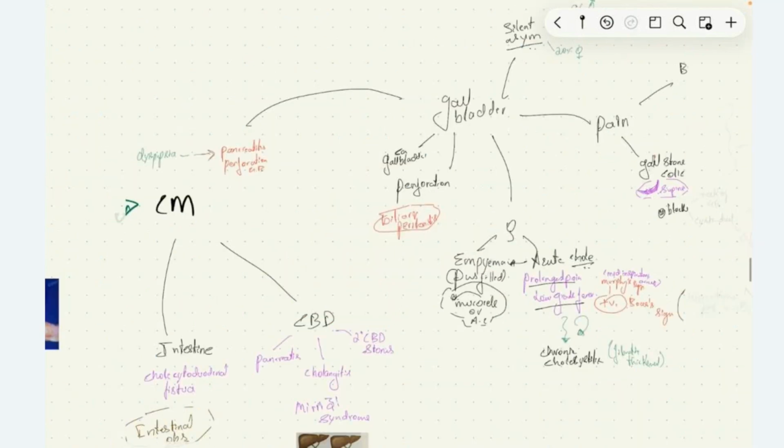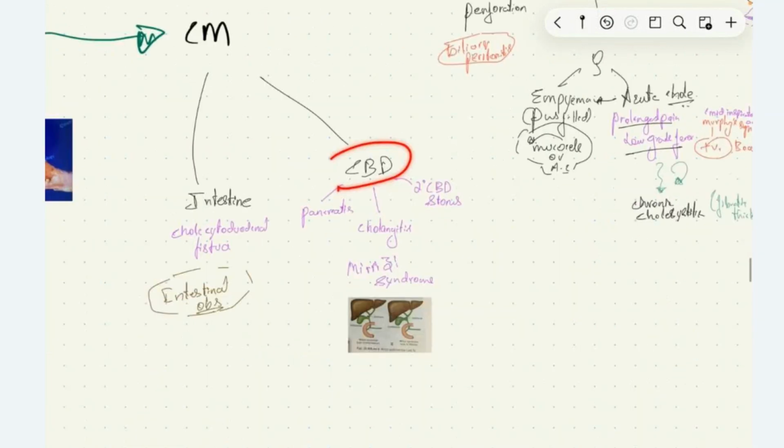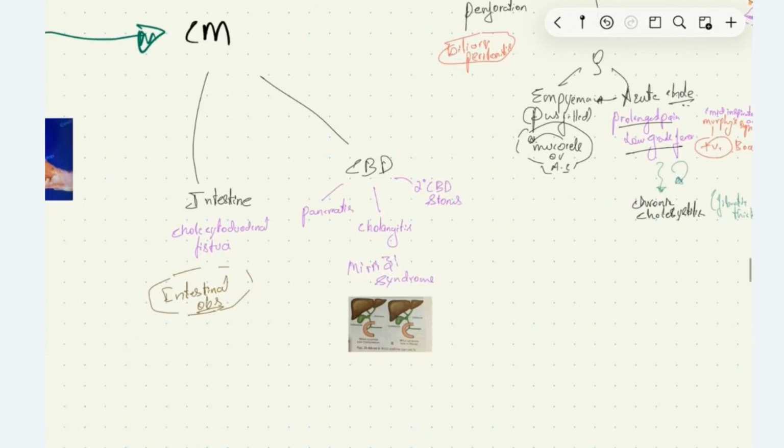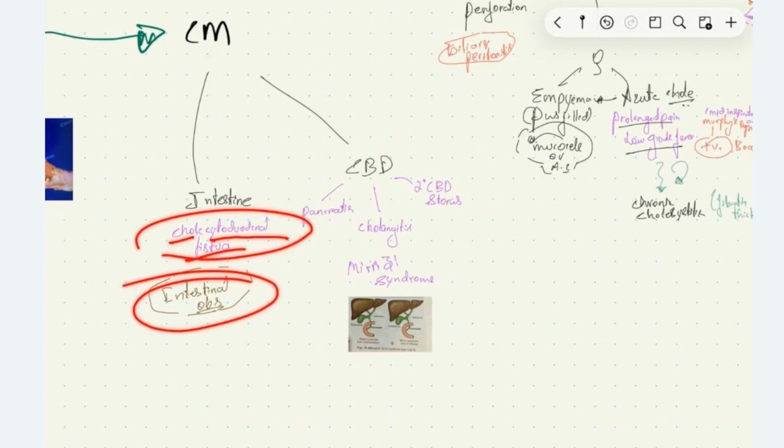The CBD related clinical manifestations are CBD stones, that is choledocholithiasis, cholangitis, and pancreatitis. In the intestine, we have cholecystoduodenal fistula causing intestinal obstruction. The gallstones causing intestinal obstruction.